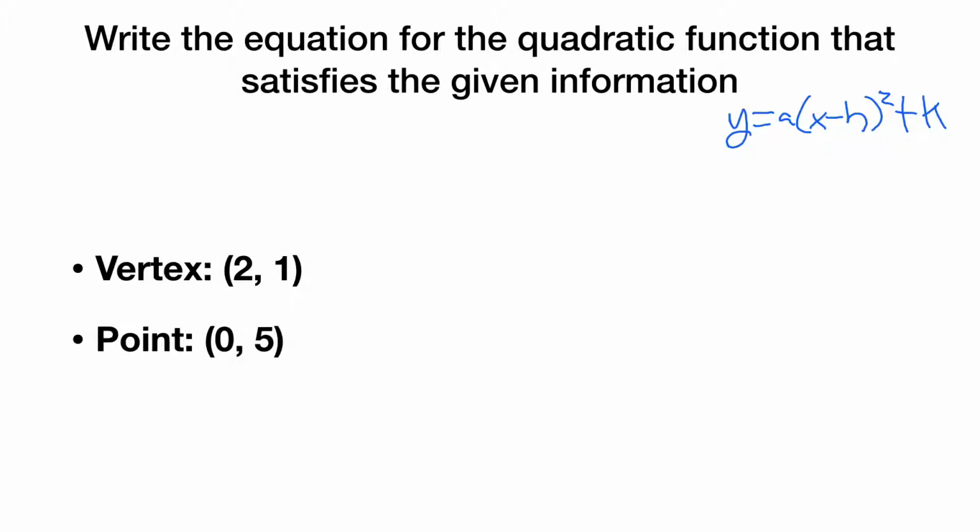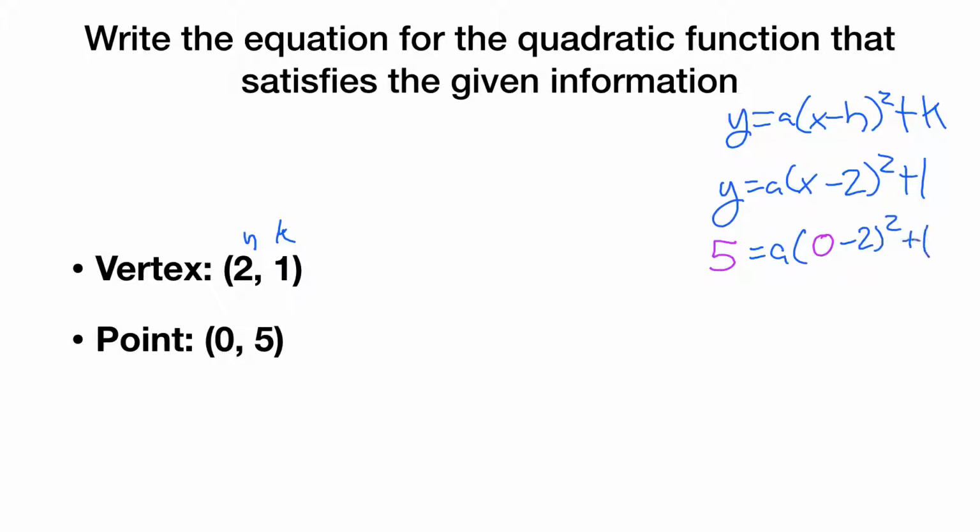So the first thing I always do is write vertex form written out with the part I have, which is the vertex. Our h value, just a reminder, is the x value in the vertex, so (x minus 2) squared plus 1. You don't have to write this part, but I like it because it helps me later on. Now I'm going to plug in some values. The only value I have besides my vertex is my point, so I'm going to plug that in. The y value in the point is 5, so where I see the letter y, I'm going to write 5 equals a times, in this case, (0 minus 2) squared plus 1.